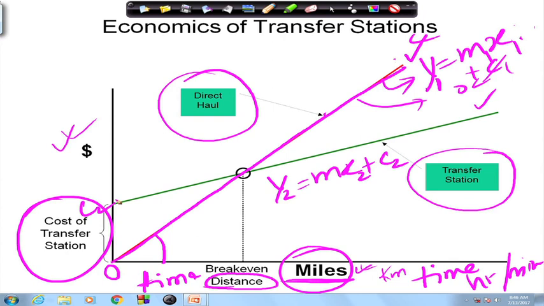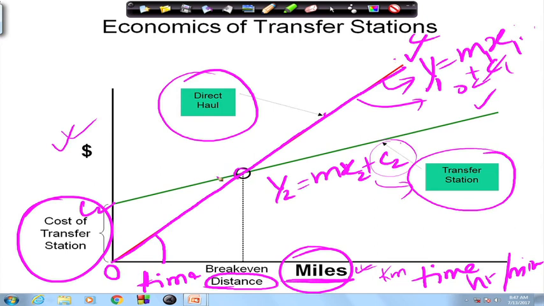Remember this from your very basic coordinate geometry that you did. So here, this is for the transfer station equation. This was for the direct haul equation. Here we have a c2 value, and that's the cost of building and operating the transfer station. So that's why the line starts at a dollar value equal to c2, and the time of travel is still 0 because from the transfer station it is taken to the landfill. So you can do the equation for that. Wherever these two lines meet, that is the break point.